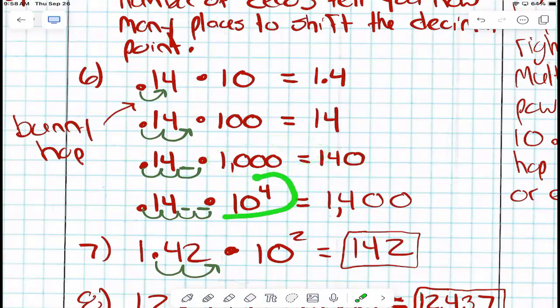Different one. This time, we don't actually have the number. We have the power, yes? But we know that if you have a base of 10, the exponent tells us how many zeros there are. So how many bunny hops should I make if I'm trying to multiply this by 10 to the power of 4? 4. 1, 2, 3, and 4, yes? And these are my 2 place value holders because there were no numbers there.